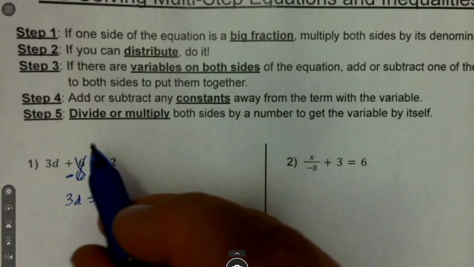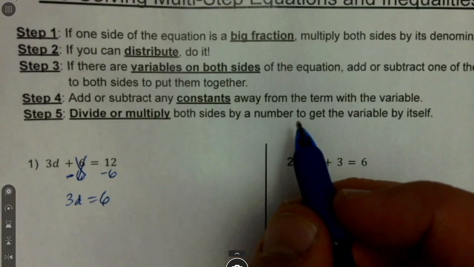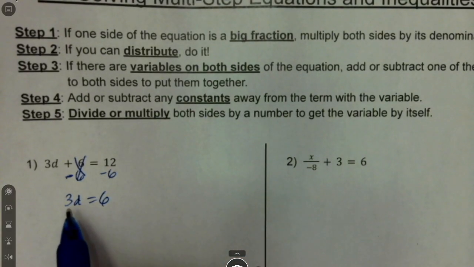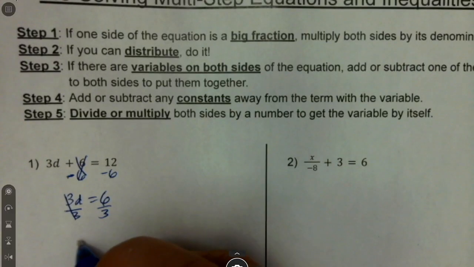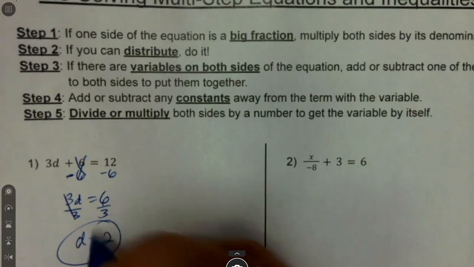Then it says we divide or multiply by a number to get the variable by itself. So this is 3 times d. The opposite of times is divide, so we'll divide both sides by 3. That gives us d equals 2.